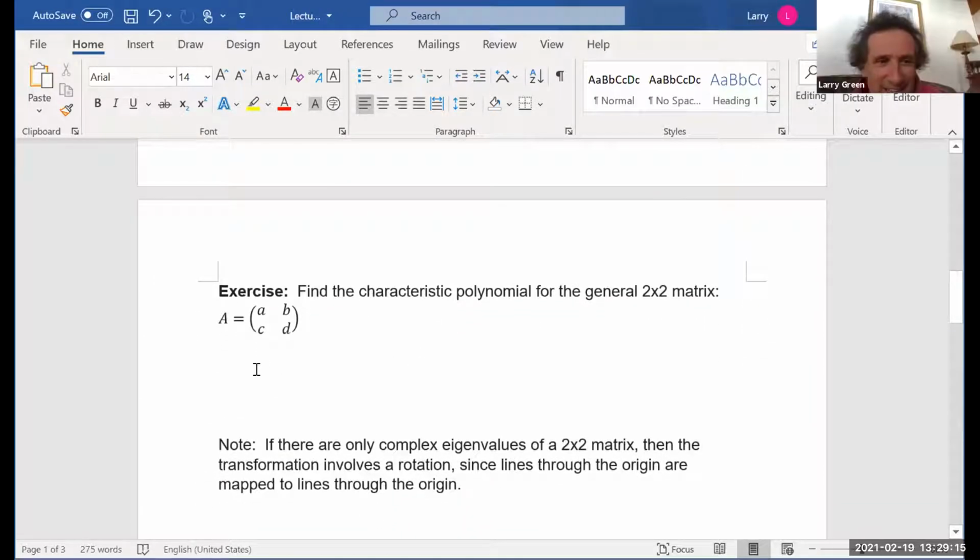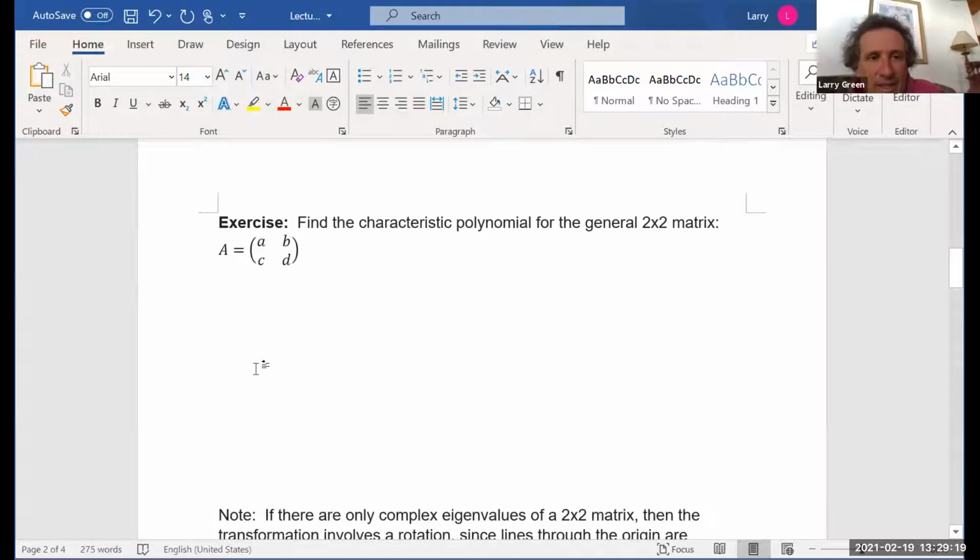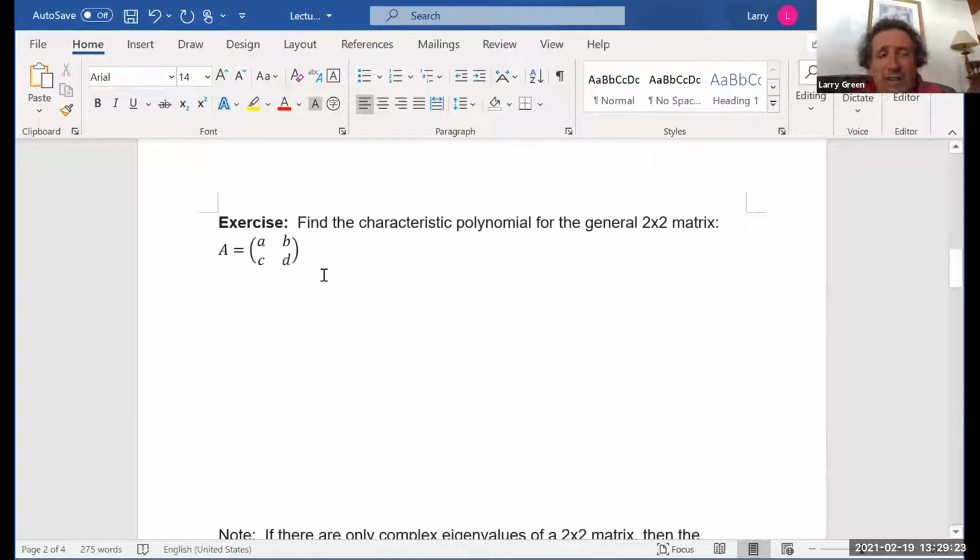So here's an exercise. I want to give you about 3 or 4 minutes. It's going to take some time. It's not brutal, but it might take a little bit of time. I don't necessarily want you to find the eigenvalues, but I want you to find the characteristic polynomial for the general 2x2 matrix ABCD. Shouldn't take more than 2 minutes to do. You don't have to solve it, although you should all know how to solve it once you're there. But let's see if you can do that.